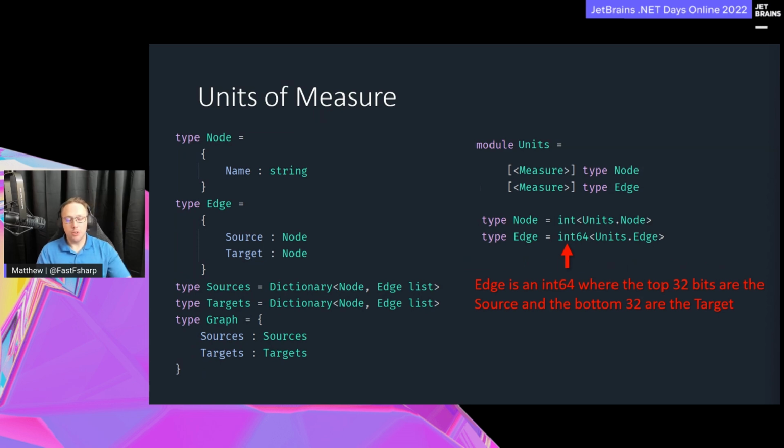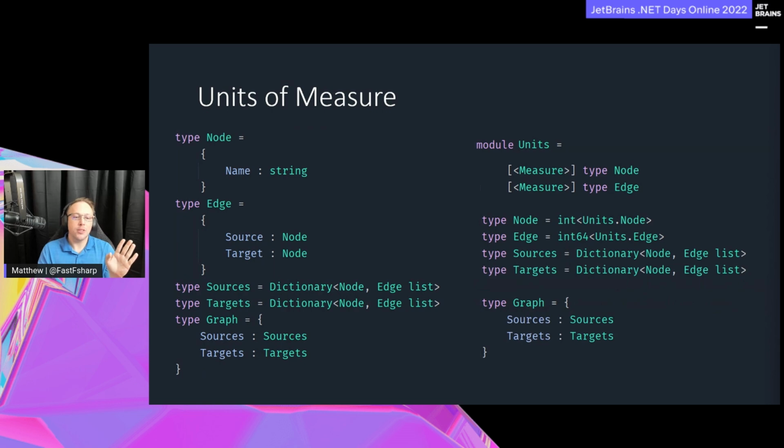The way we're doing it is we're saying the top 32 bits are the source node and the bottom 32 bits are the target node. And the reason I want that as an int64 instead of a struct with two fields is, again, I want that stupid fast hashing and equality. So I'm just like, hey, just use an int64. Sources, targets, and graph have not changed. It's just those underlying types have changed.